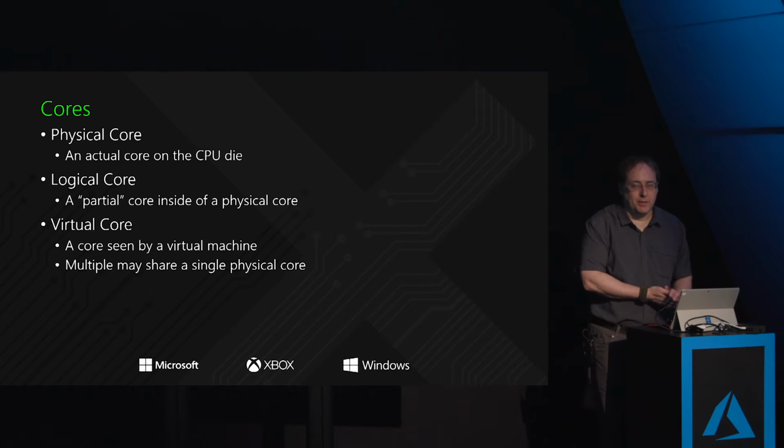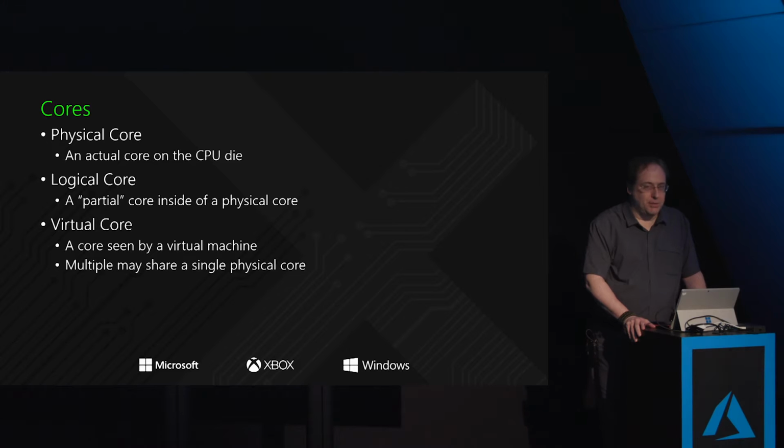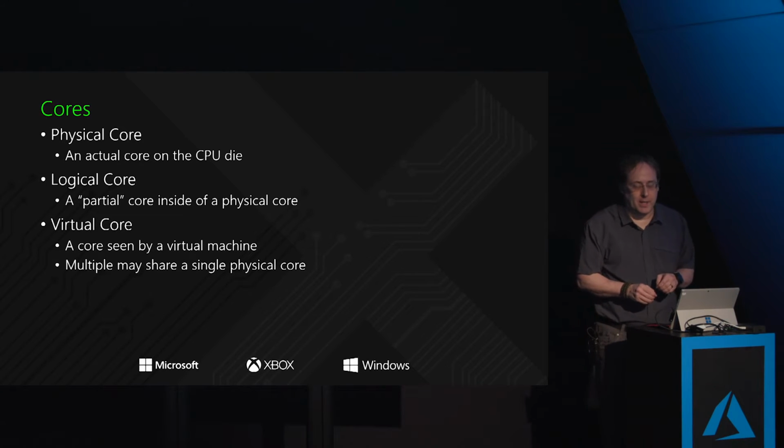So let's start with a couple definitions. There are three different types of cores you need to take into account, or CPU cores. The first is a physical core. This is an actual core that's on your die. For example, your desktop i5 may have 4 actual physical cores.